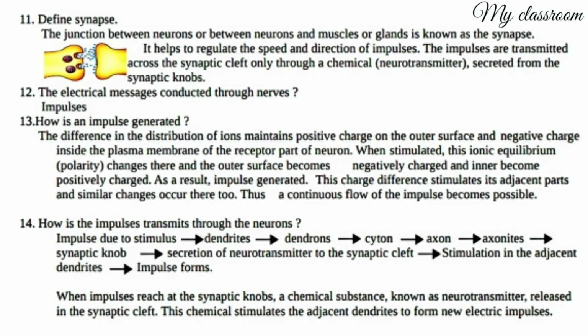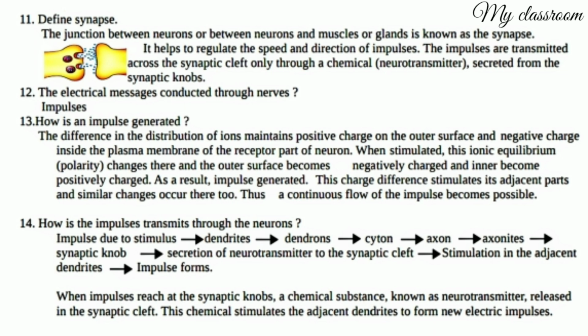Define synapse. The junction between neurons, or between neurons and muscles or glands, is known as the synapse. It helps to regulate the speed and direction of impulses. The impulses are transmitted across the synaptic cleft only through a chemical neurotransmitter secreted from the synaptic nerves. The electrical messages conducted through nerves are called impulses.